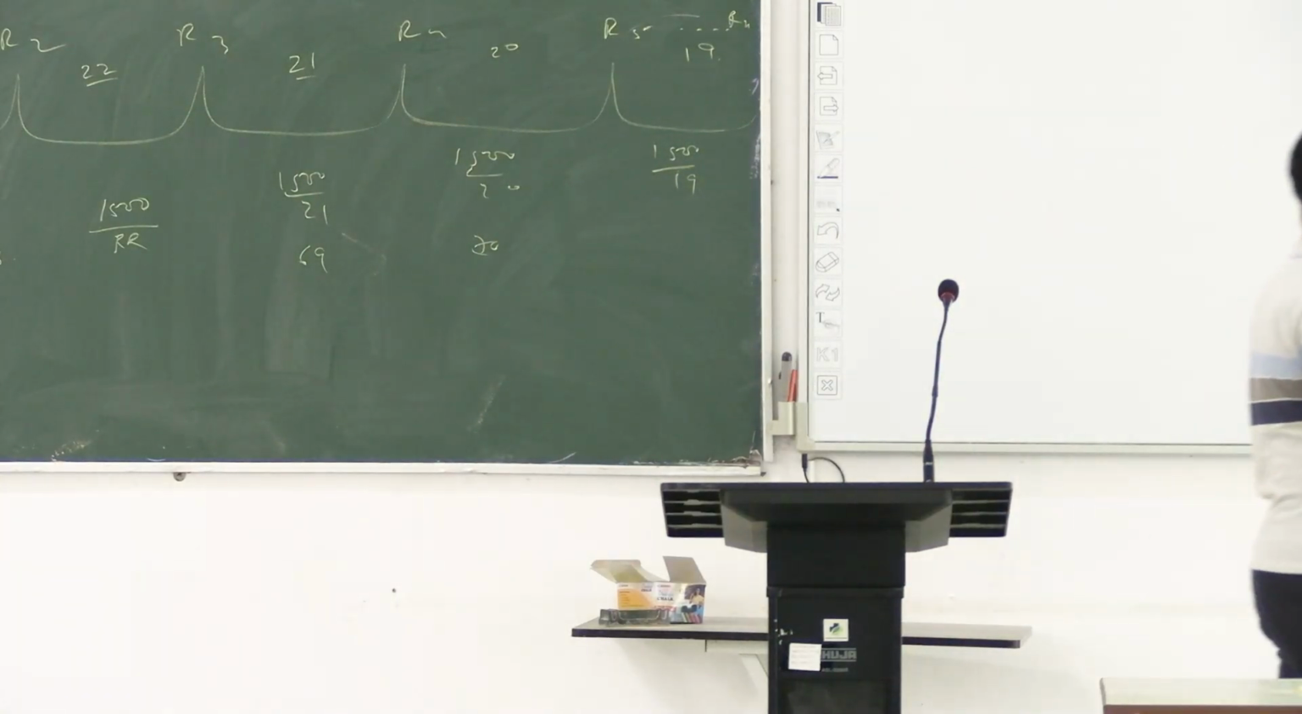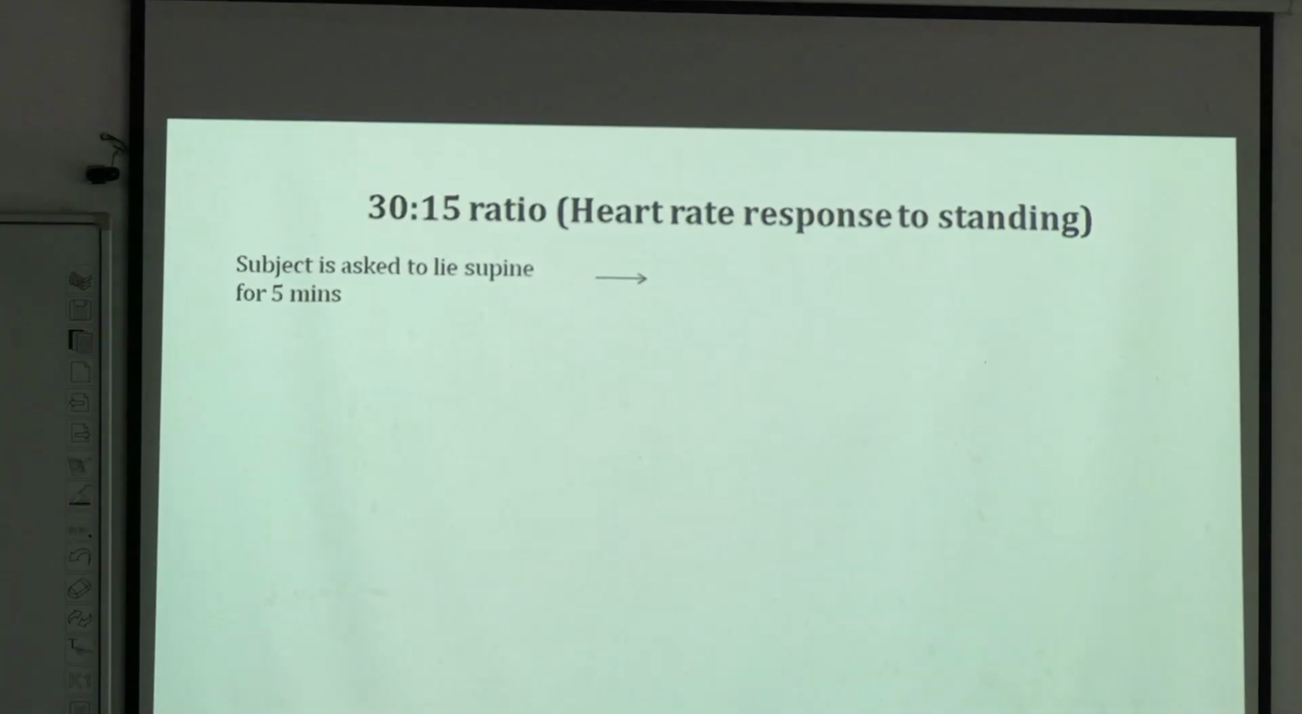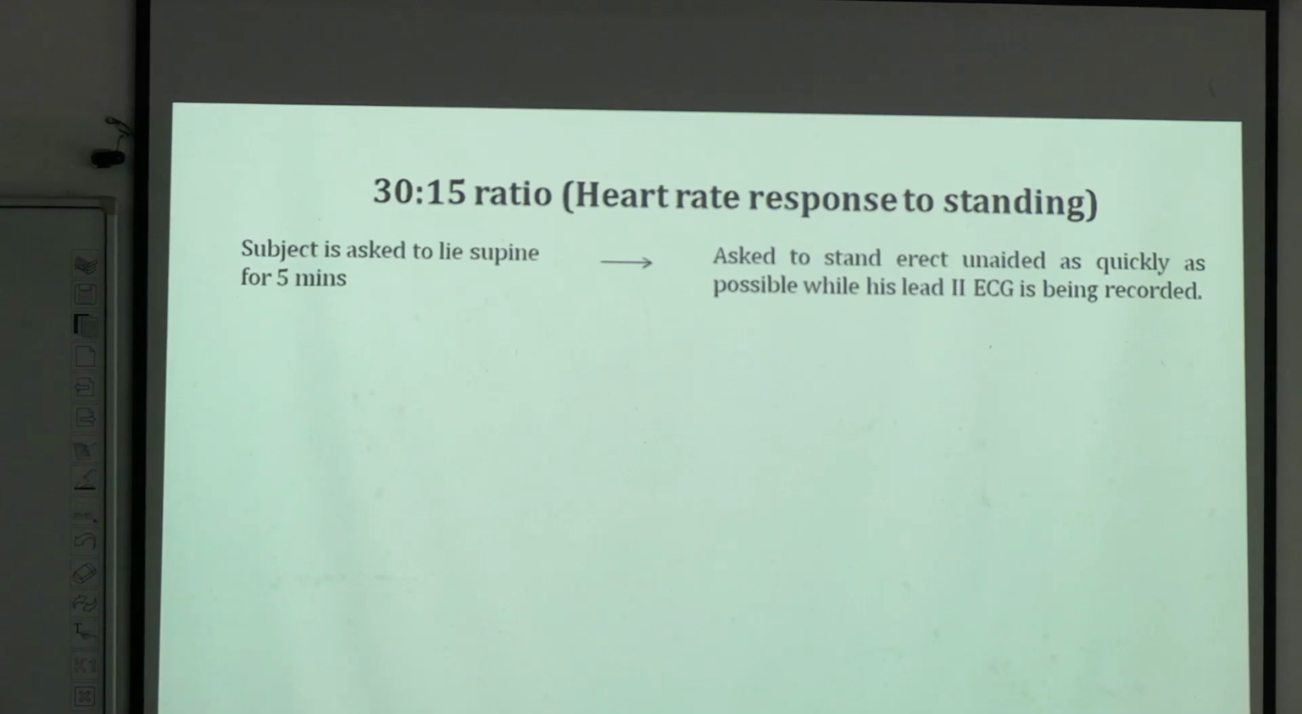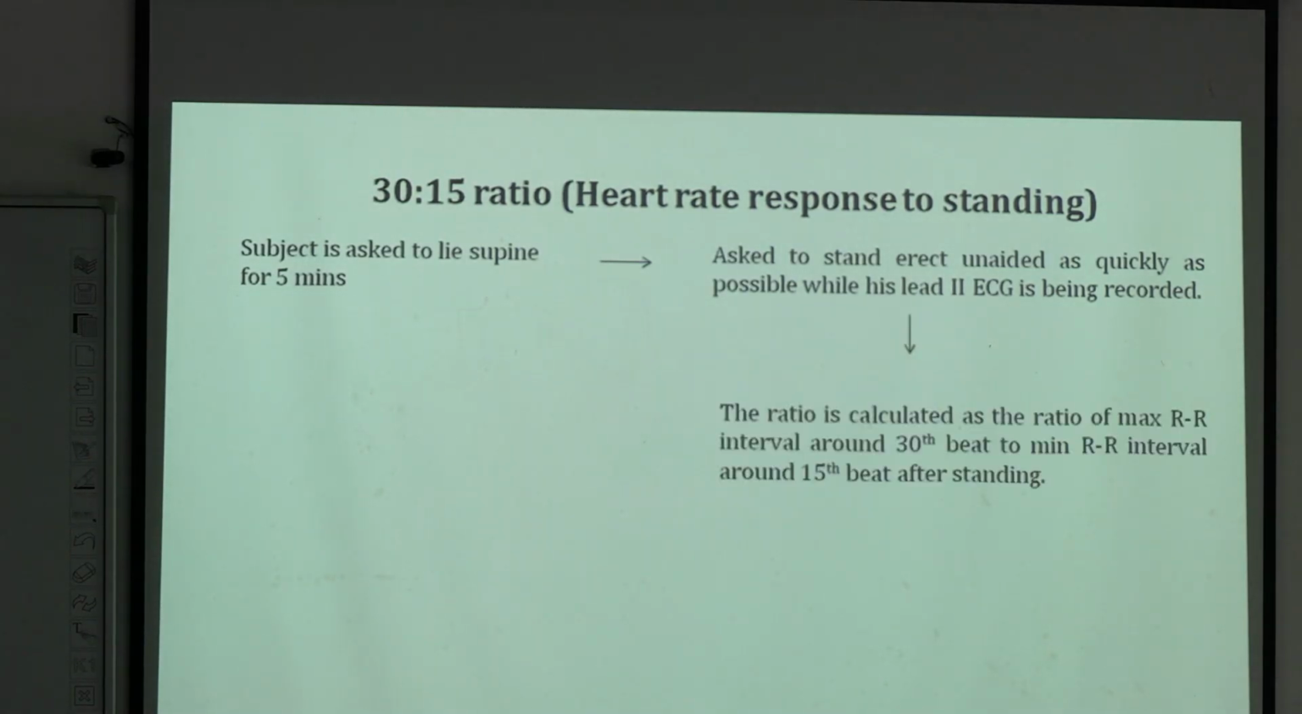Now, 30:15 ratio, heart rate response to standing. Okay, the subject is asked to lie supine for 5 minutes and next asked to stand erect unaided as quickly as possible with the ECG leads connected. Okay, the patient's ECG leads are connected, and in that condition I will ask the patient to stand, correct. Now the ratio is calculated as the ratio of maximum RR interval around the 30th beat to the minimum RR interval at around the 15th beat.